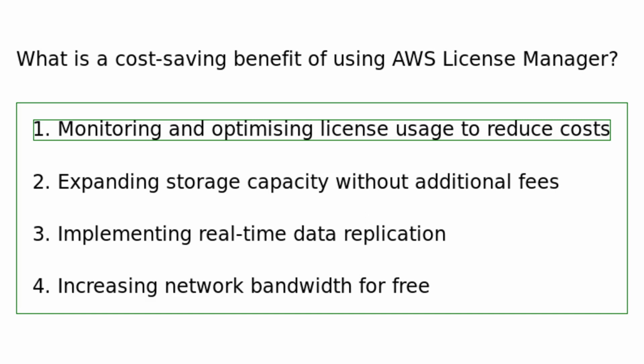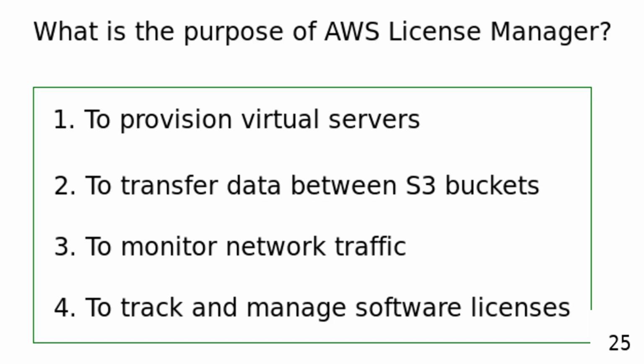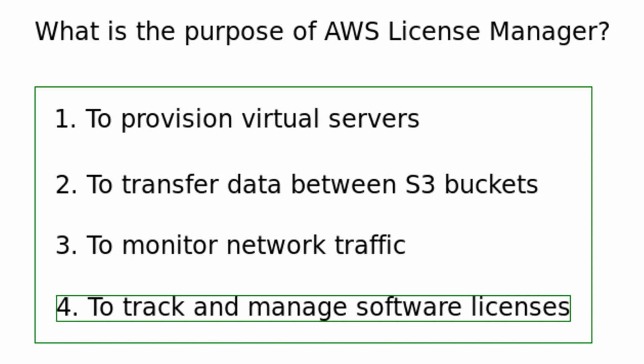avoiding unnecessary purchases. What is the purpose of AWS License Manager? To provision virtual servers. To transfer data between S3 buckets. To monitor network traffic. To track and manage software licenses. AWS License Manager is used to track and manage software licenses, ensuring compliance and cost optimization.